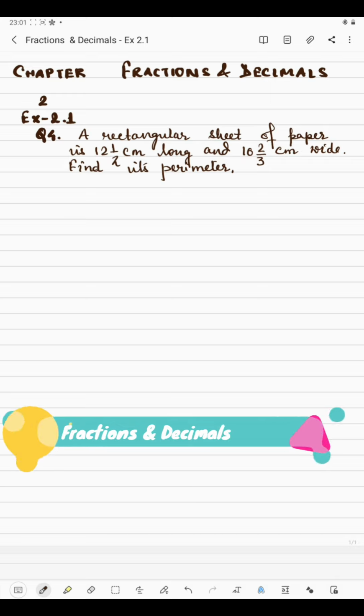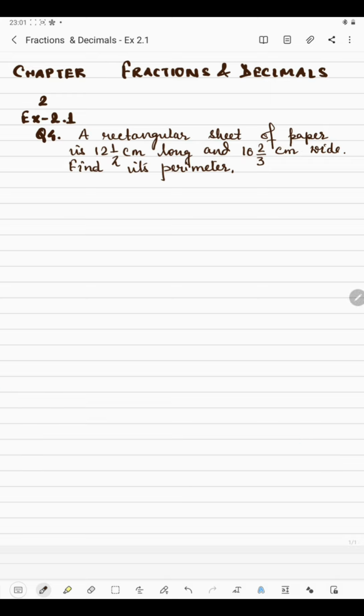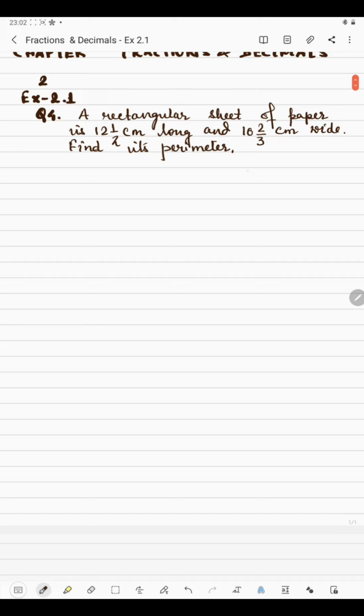Hello students, today I am going to start question number 4 of exercise 2.1. Now in this question we have a rectangular sheet of paper that is 12 1 by 2 centimeter long and 10 2 by 3 centimeter wide. Find its perimeter. So here we have a rectangular sheet.